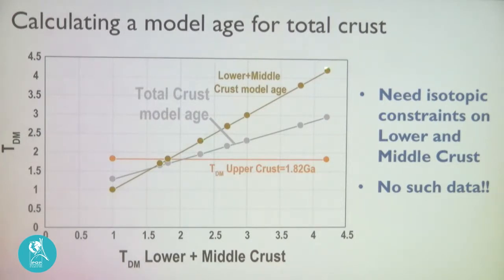So when the lower plus middle crust is very old, here 4.2, then the total crust, shown here by the gray line, is very old, and it gives an age of 3. If the lower and middle crust are more, on average, younger, then the total crust on average is also younger. The take-home message I want to show here is that basically we don't have isotopic constraint for the lower and middle crust. The data don't exist.